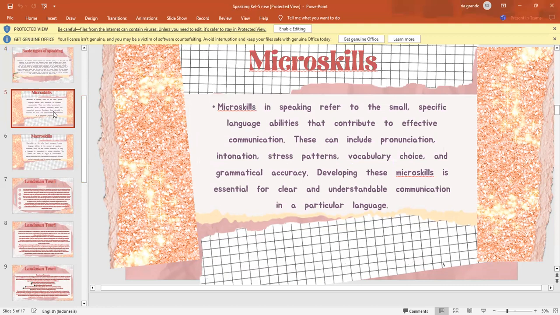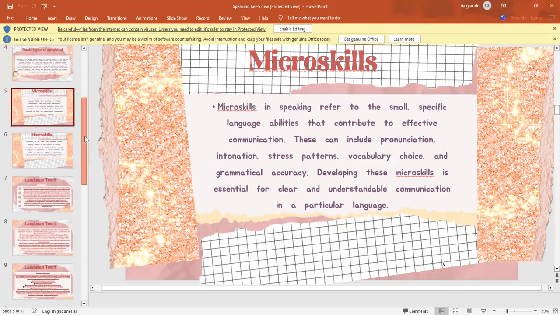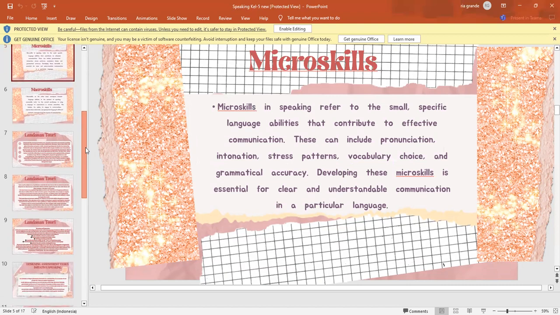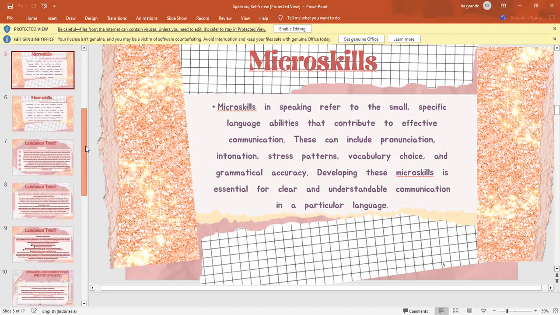Okay, so next is microskills. Microskills in speaking refer to the small, specific language abilities that contribute to effective communication. This can include pronunciation, intonation, stress patterns, vocabulary, and grammar accuracy. Developing those microskills is essential for clear and understandable communication in a particular language.